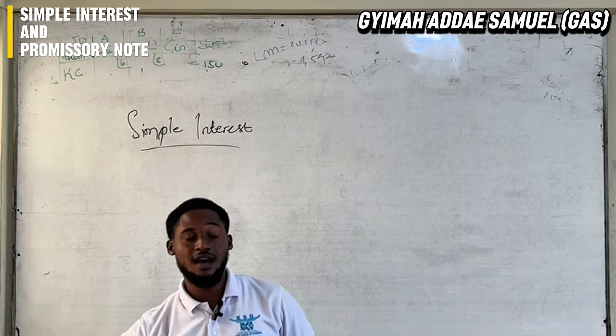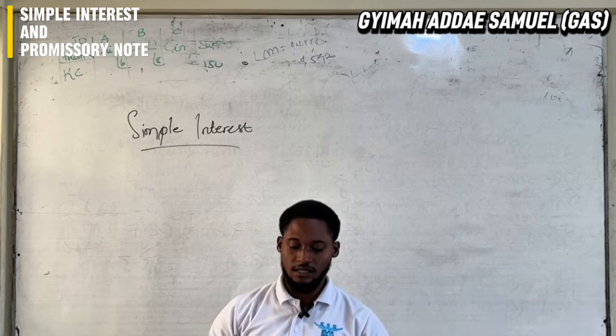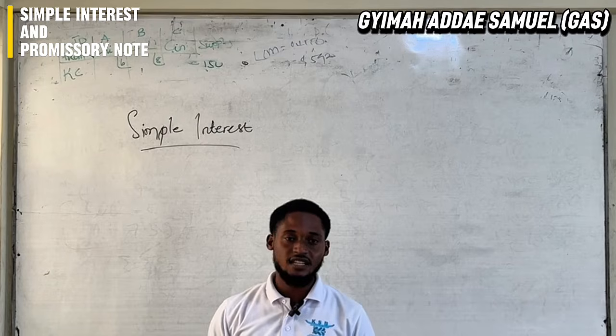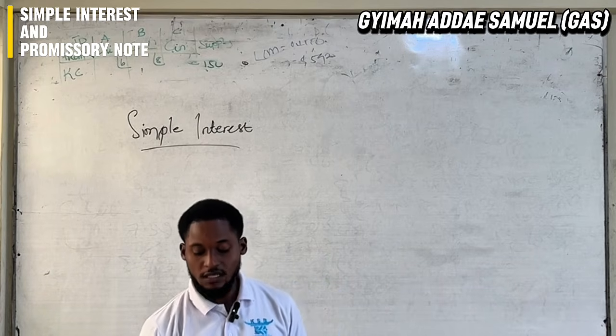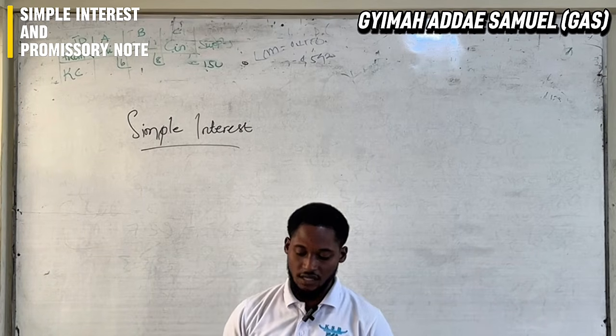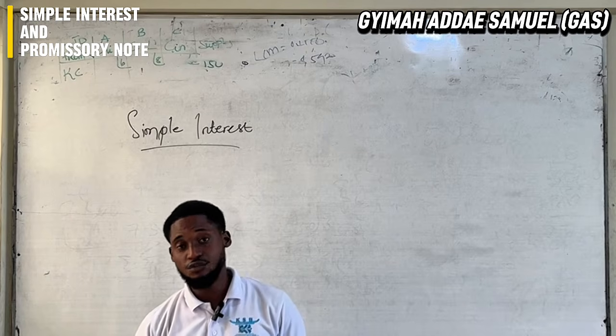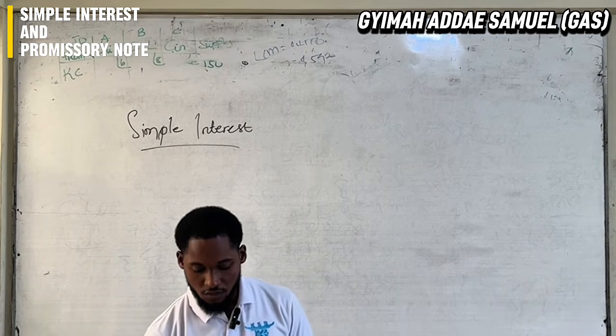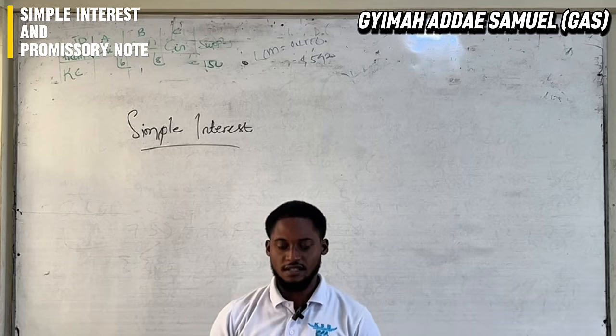So we have an outline here that we are going to look at. First of all, we will look at the definition of simple interest, methods of computing simple interest, and also computing the due date, promissory notes, and discounting. So we begin with simple interest.